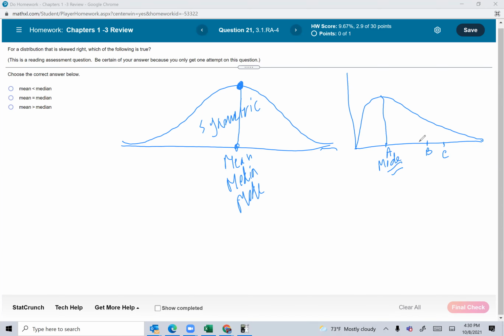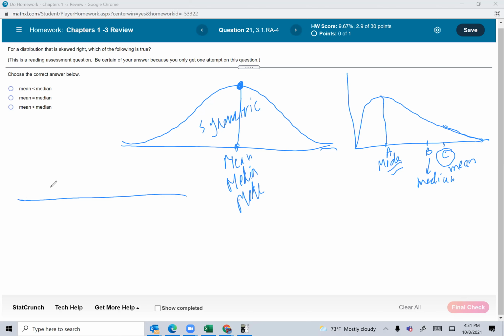Now the question is, which one is the mean and which one is the median? I'm going to give you the hint. The mean, if your data is skewed left or right, is always closest to the tail of the distribution. This is the tail, guys. That means C must be the mean because it's closer than B to the tail, and that will be the median.